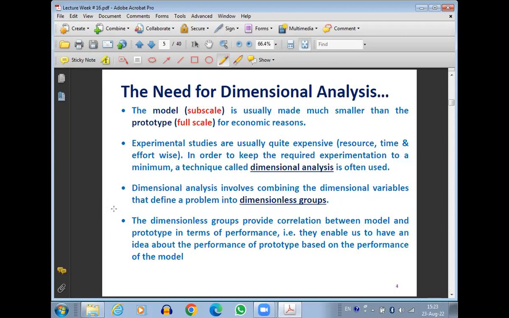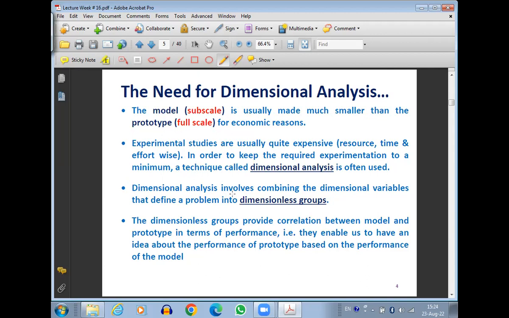Experimental studies are usually quite expensive, in resource, time, and otherwise. In order to keep the required experimentation to a minimum, a technique called dimensional analysis is often performed. So when we want to reduce the number of experiments that need to be performed, we use a technique called dimensional analysis.